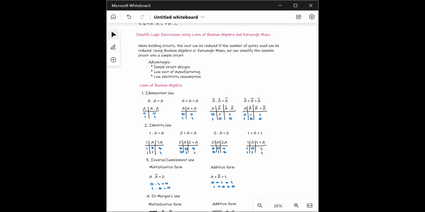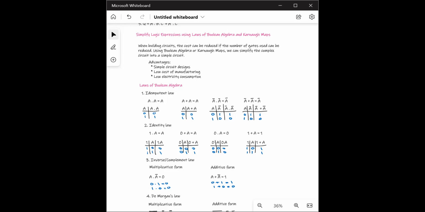So what we did last time, we discussed simplifying logic expressions using Boolean algebra. And later, we will also discuss another technique which we call Karnaugh maps. So why do we have to simplify logic expressions? First, we need to simplify our circuit designs. By simplify, we mean we are going to reduce the number of bits that we need to create the circuit.